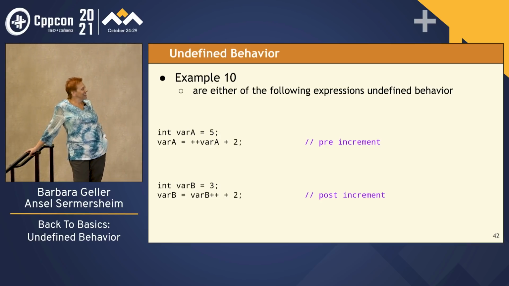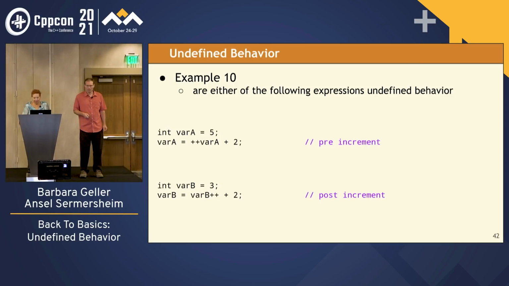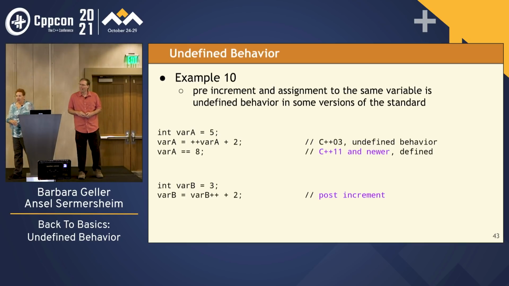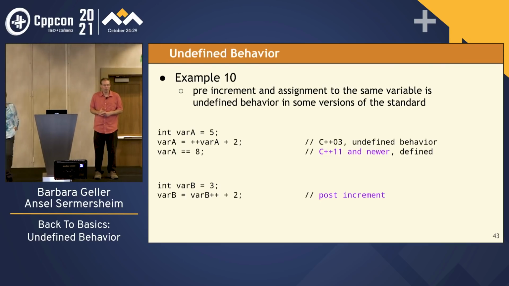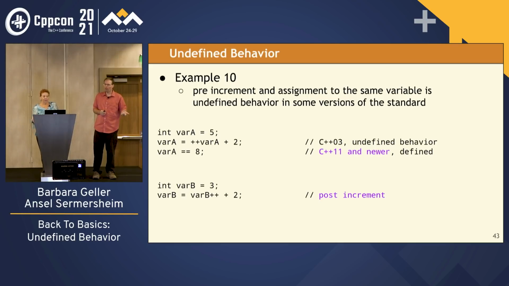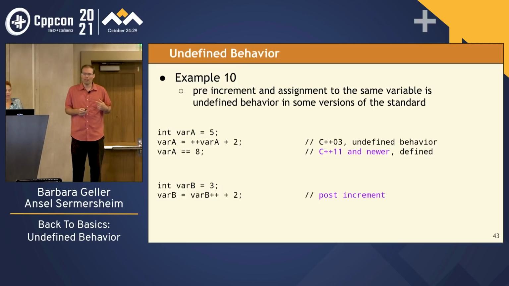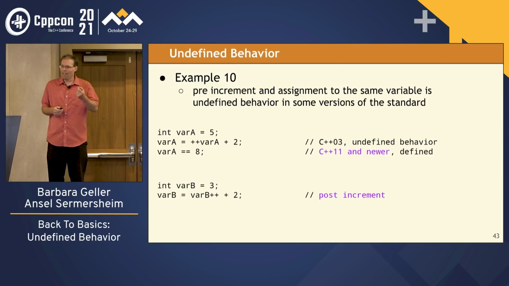I love this part. Let's look at the result. Let's look at it very carefully. So let's look at the first part of this example first. It is version dependent. Before C++11, the first example is undefined behavior because we're doing the pre-increment and the assignment to the same variable. And there's no rule in the standard you can find at that point that says which one happens first. So the behavior is undefined. If you're in a C++11 or newer compiler, it is defined.